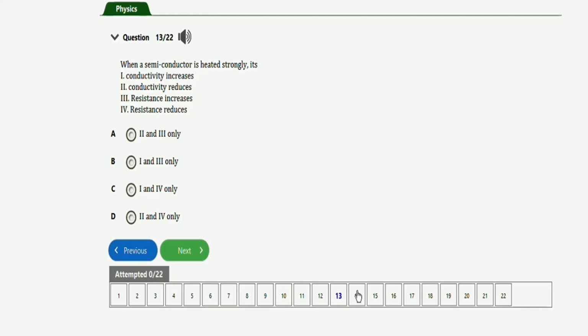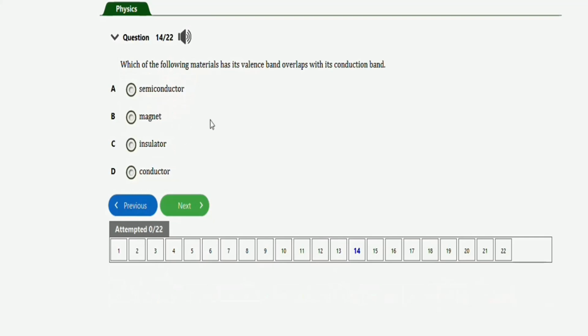Next question will be this one. It says which of the following materials has its valence band overlap with its conduction band? We have semiconductors, we have magnet, insulator, conductor. So the right option in this question is option D, which is conductor. Okay, the next question will be this one.